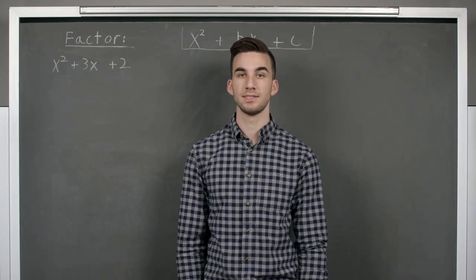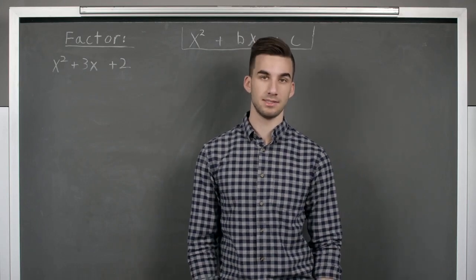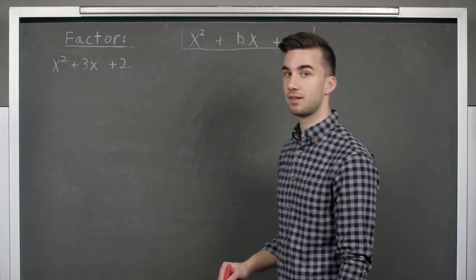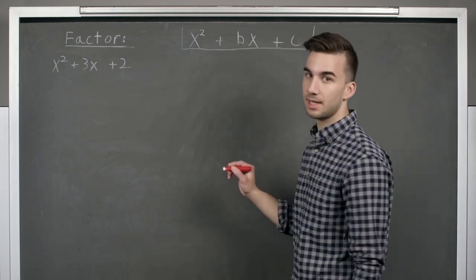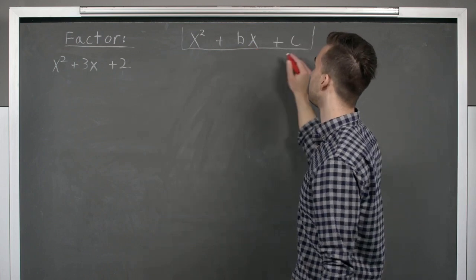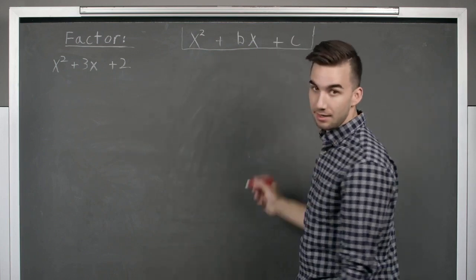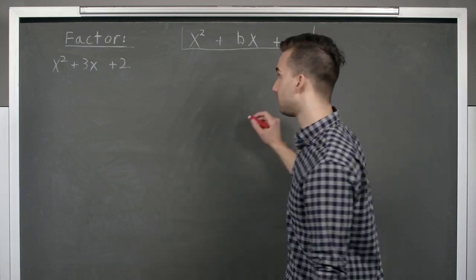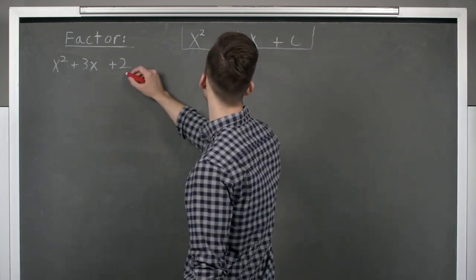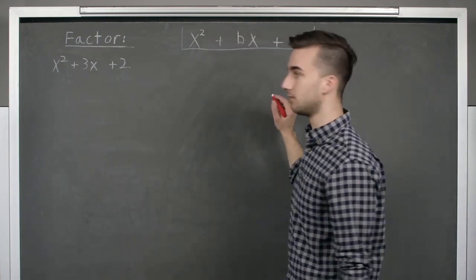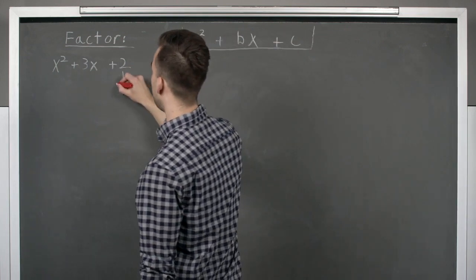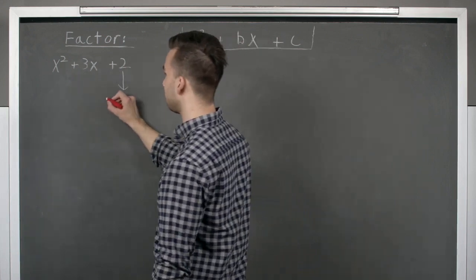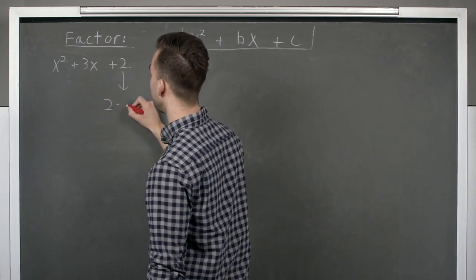So how do we factor a trinomial that is not a perfect square? Well, first we just have to make sure that it is in the form x squared plus bx plus c, but any trinomial in that form we can factor. Our step one is to break down the c into factors. So any factor of 2, but the only factors of 2 are 2 and 1.